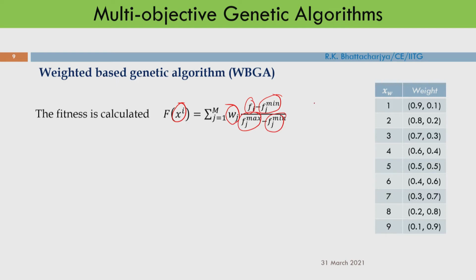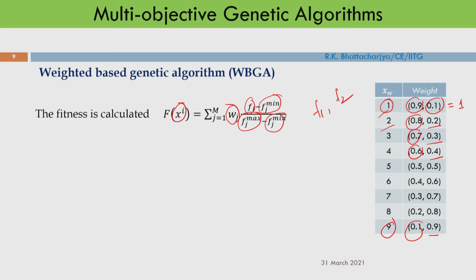Now, suppose you have two objectives, that is your f 1 and f 2. So, what weights are we giving? Suppose this is your x 1 and we have a total of 9 solutions. For solution 1 we are giving weightage to f 1 as 0.9 and weightage to f 2 as 0.1. Similarly, for solution 2 we are giving 0.8 and 0.2, then 0.7 and 0.3, 0.6 and 0.4, and so on, and the last solution will have 0.1 and 0.9. These weights are fixed in such a way that the summation of the weights is equal to 1.